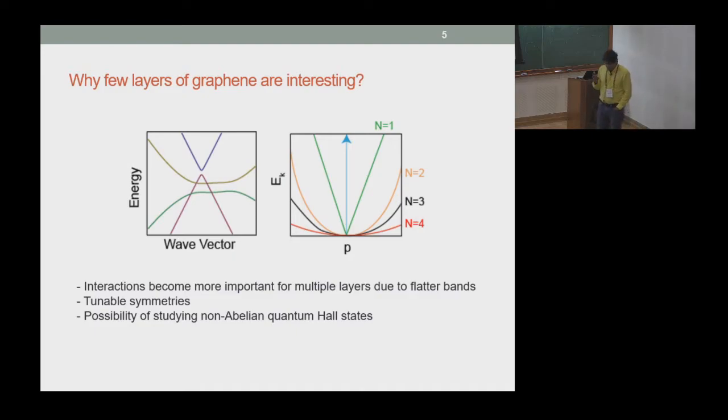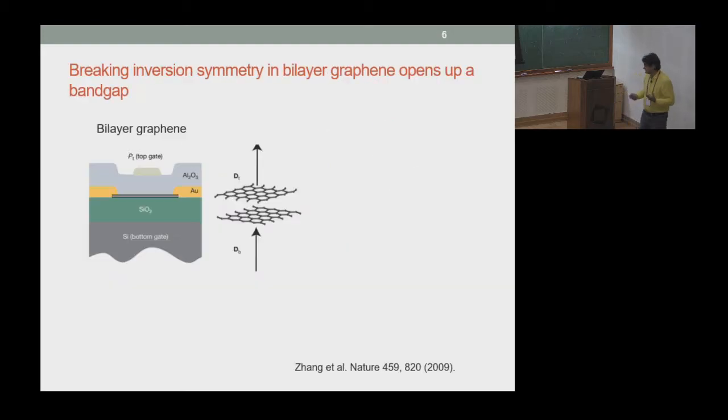Then other important aspect is there are tunable symmetries. So you have important experimental knobs like electric field, and I'll exemplify that, by which you can break these symmetries in one single device. You don't have to really make many, many devices or samples to ask what happens when certain symmetries are broken. This is probably not so relevant for this community, but there are some interesting ideas of non-abelian physics which can be explored in some of these systems. Okay, so that's sort of the big picture of why we care about few layers of graphene or few layers of 2D material.